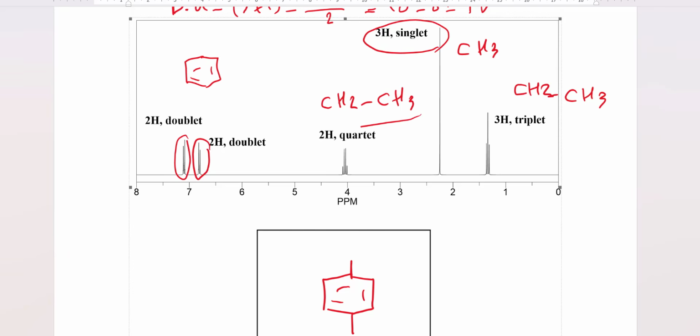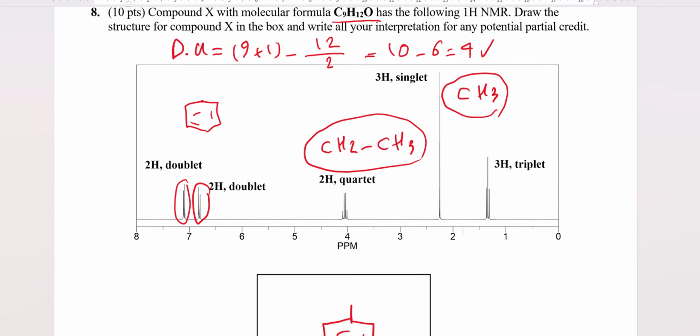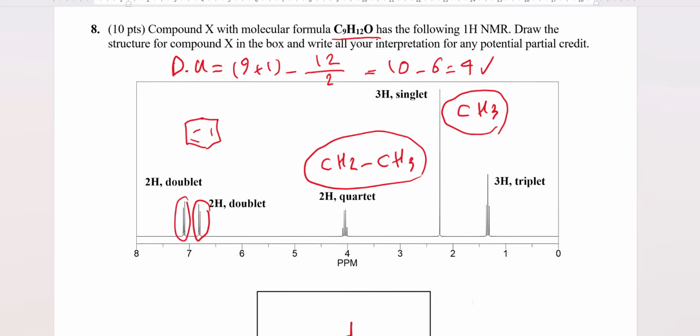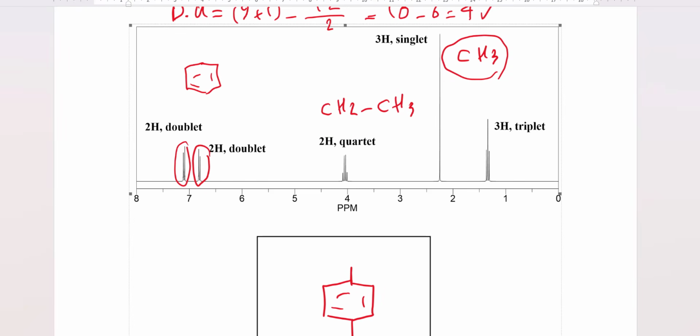So we have one ethyl group and one methyl group. In addition to these pieces, we have one oxygen in our formula. Should we attach the oxygen to the methyl or to the ethyl? It is very clear that the ethyl is attached to the oxygen because the peak is around 4 ppm.